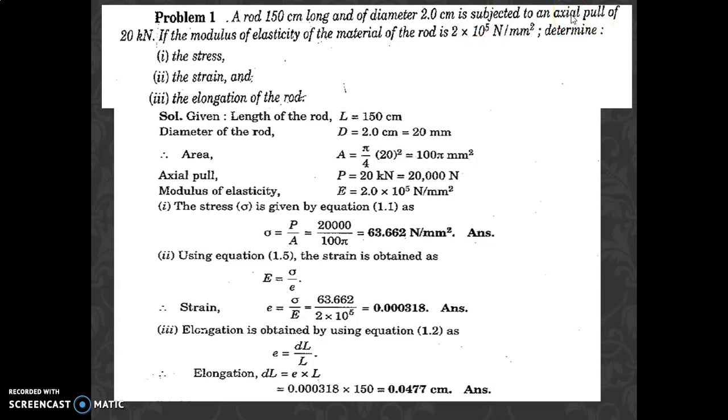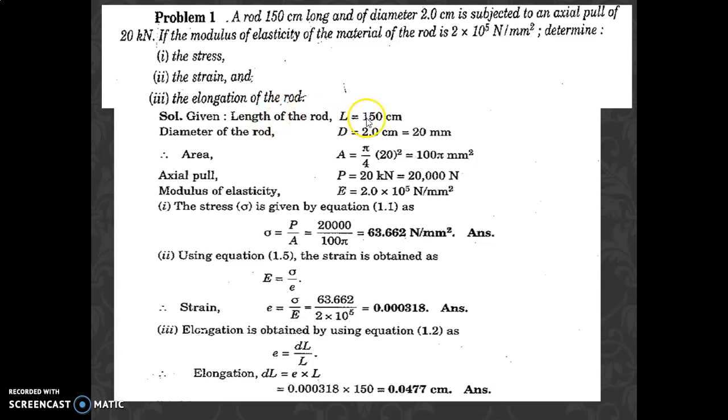Then axial pull of 20 kilonewton. So 20 kilonewton means 20 into 10 raised to 3 Newton. Kilonewton indicates 10 raised to 3. The modulus of elasticity E is given as 2 into 10 raised to 5 Newton per mm square. The unit Newton per mm square is appropriate, because Newton is force and mm square is dimension, distance. So likewise, here we will have to convert the terms into appropriate forms.